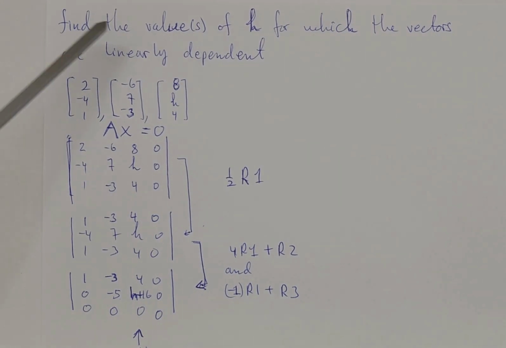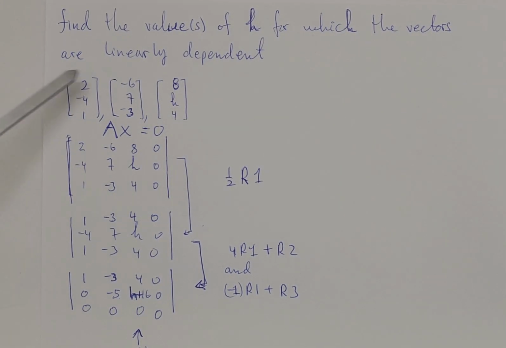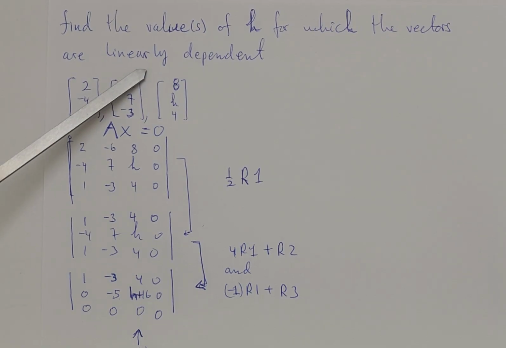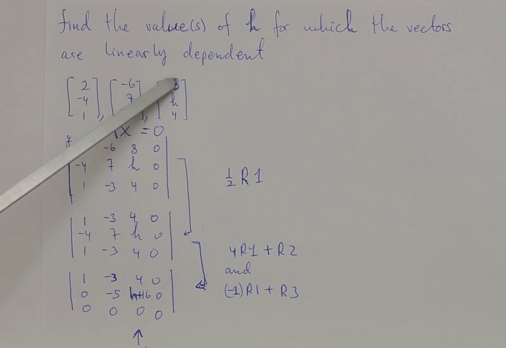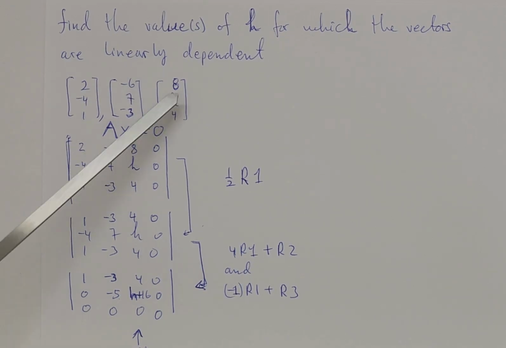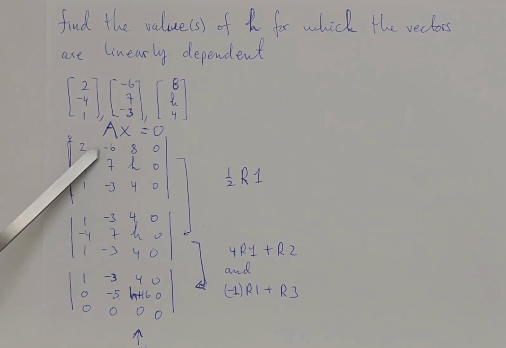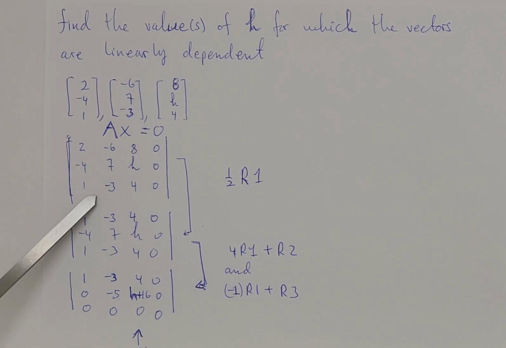This lesson is find the value of h for which the vectors are linearly dependent. I have vector 1, vector 2, vector 3. Put all 3 vectors into this form. So this right here is our A.